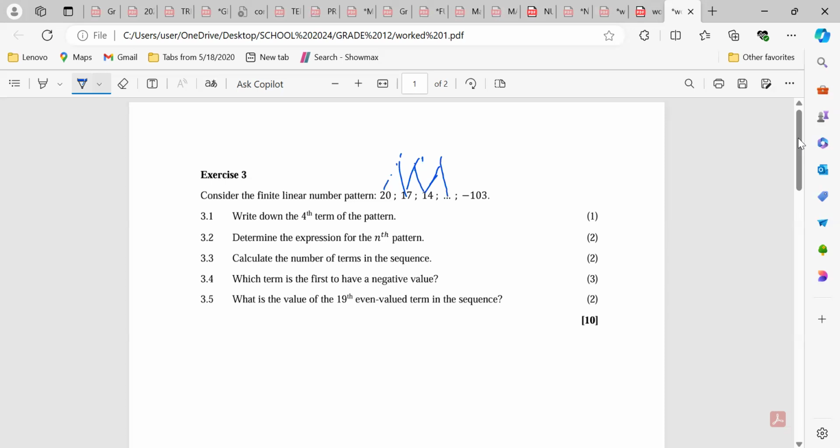So we're going to find a common difference, right? So I'm going to find out a common difference, like minus 3. So 3.1, they say write down the fourth term of the pattern. So, we know we're going to use this formula.